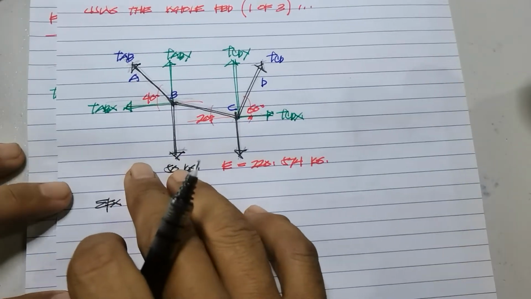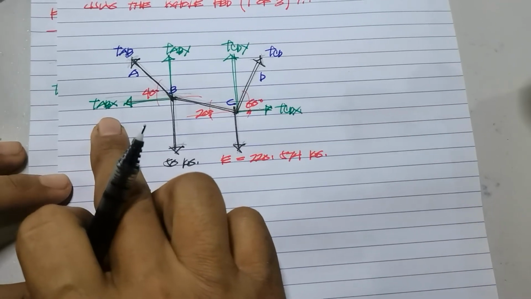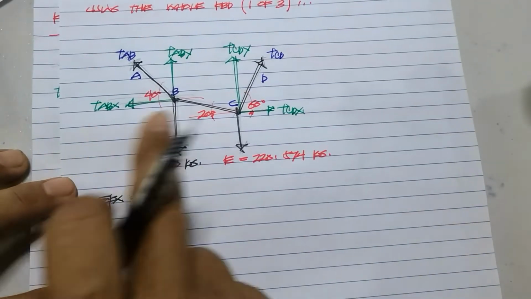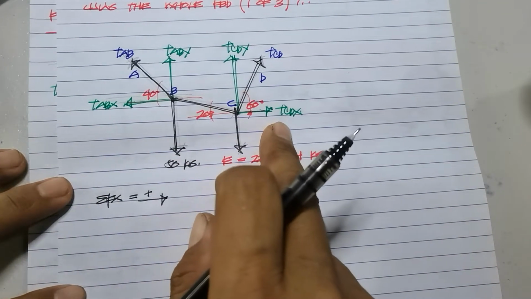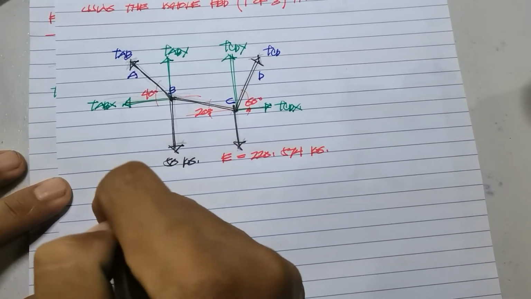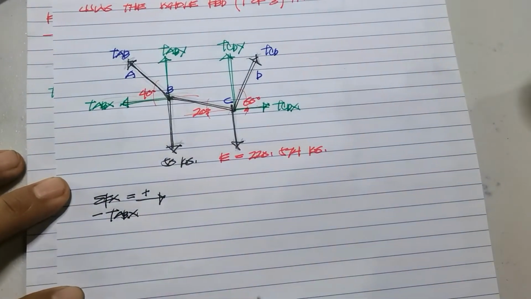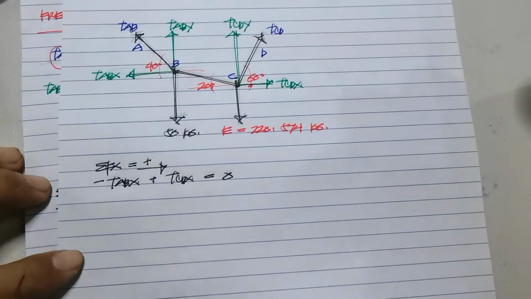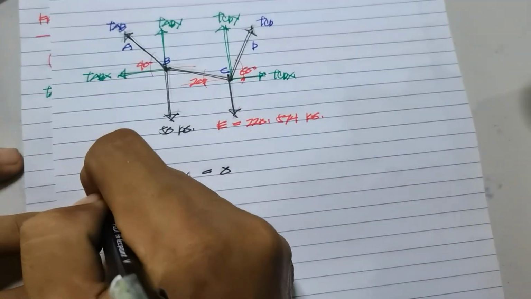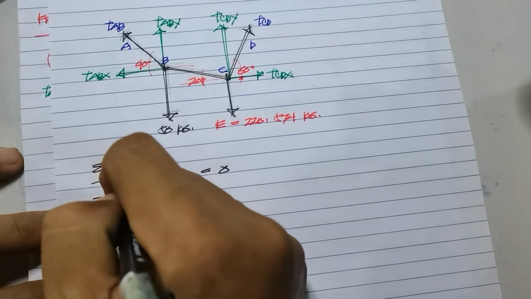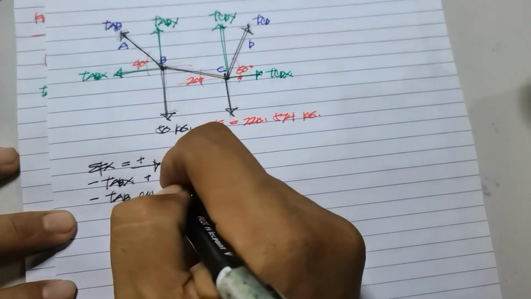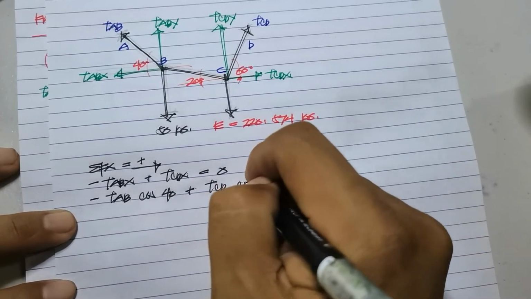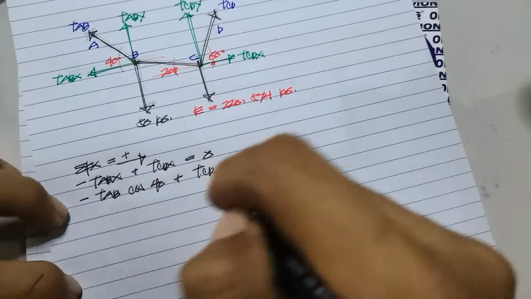So, let's look at the corresponding directions for the time being. TAB of x, going to the left, is negative. TCD of x, going to the right, is positive. So, more or less, based on this, it seems correct. So, negative TAB of x, positive TCD of x is equivalent to 0. Breaking it down, you have negative TAB cosine of 40 plus TCD cosine of 60 is equivalent to 0.